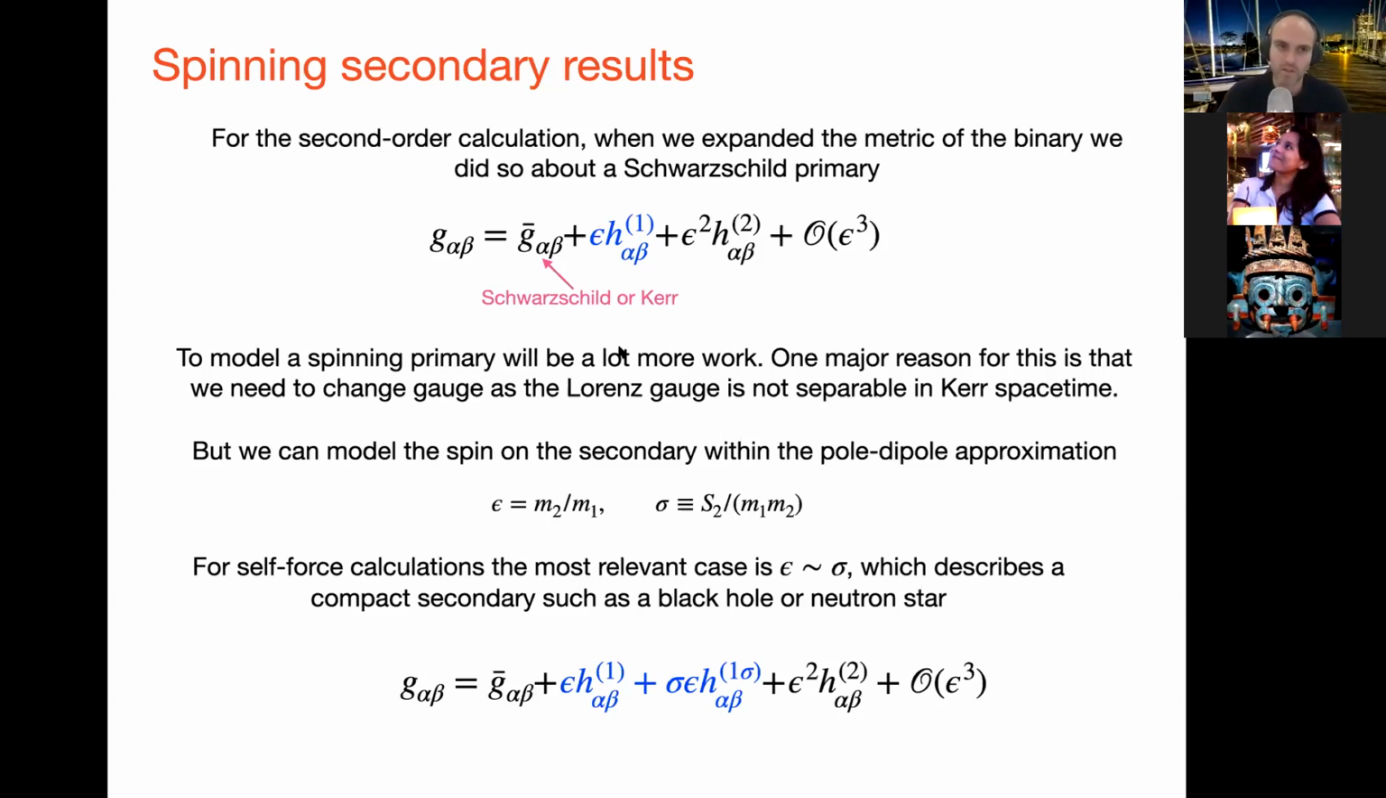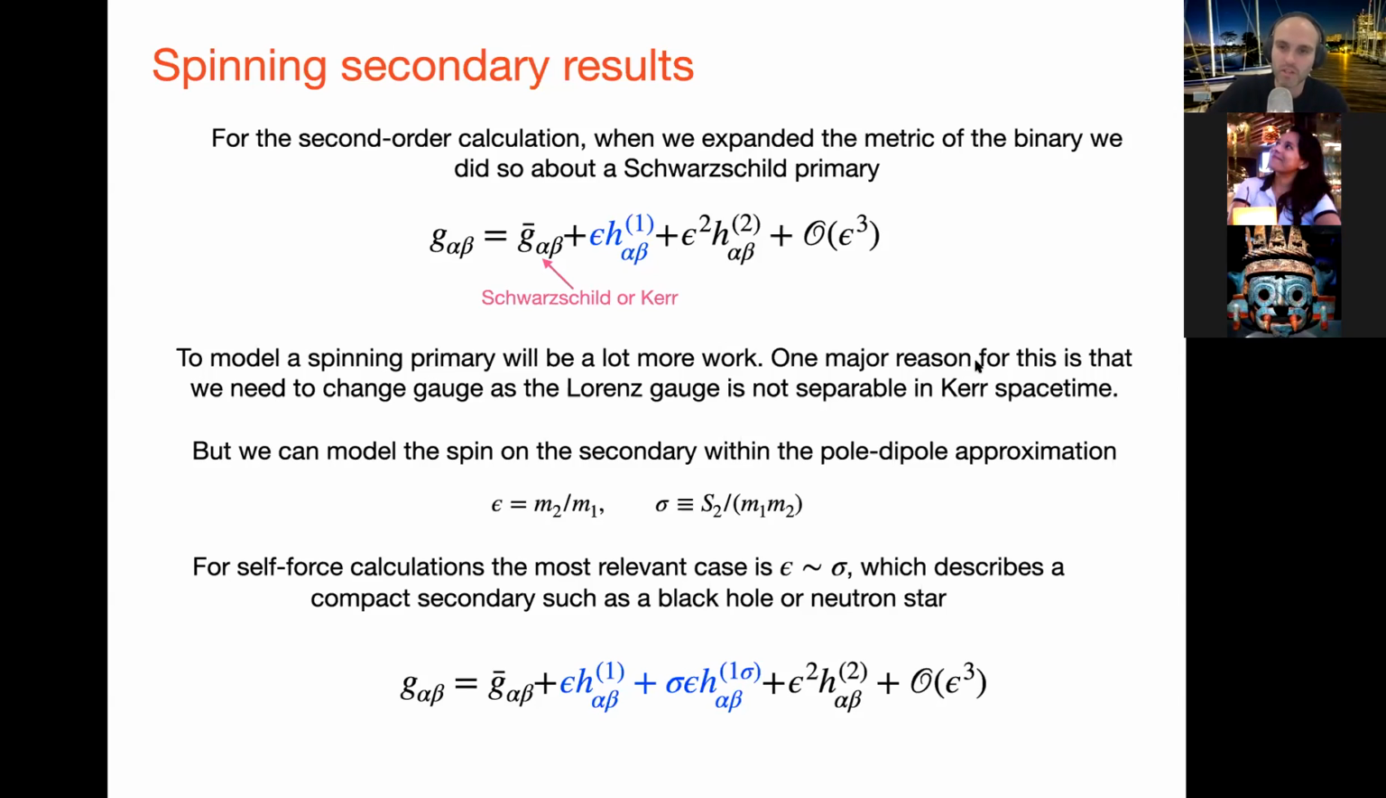Let me conclude just saying a little about what happens if the secondary is spinning. So in the calculation I presented for the second order, the mass ratio calculation, we've assumed the primary is a Schwarzschild black hole. That makes our life easier. We have more symmetry, it's spherically symmetric. And it's going to be quite a lot of work actually to change this to being a Kerr black hole. We've started on that, but I would say the first results are probably 2 to 3 years away.